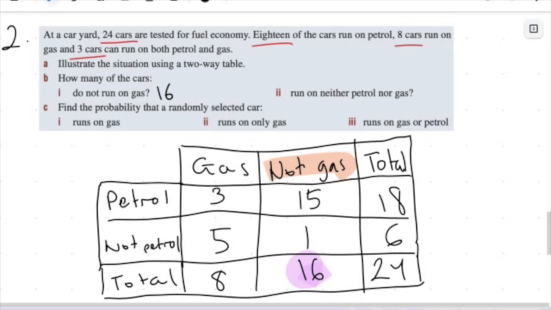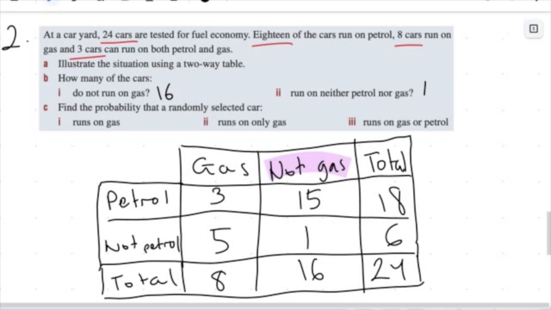Now for part 2, how many of these run on neither petrol nor gas? Well, now we just follow the columns here. No gas, no petrol. Where they overlap is this number here. So my answer there is going to be 1, the amount that run on neither petrol nor gas.